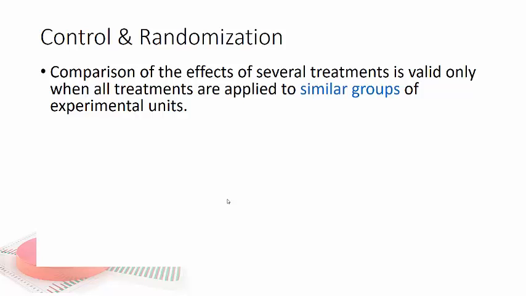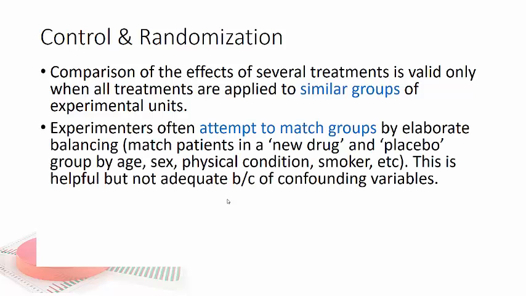We can only really compare the effects if the groups that have the 2 treatments or 3 treatments or whatever it is, if they're similar. Okay? Well, experimenters might say, well, I'll make them similar. I'm going to go ahead and make sure that my people match. I'll have somebody that's 50, like your old teacher, in one group, and make sure I have a 50-year-old in every group. And I'll make sure I'll have a high schooler in every group. So they're going to try to match by age or gender or physical condition or if they're a smoker or not. It's helpful, but it's not good enough.